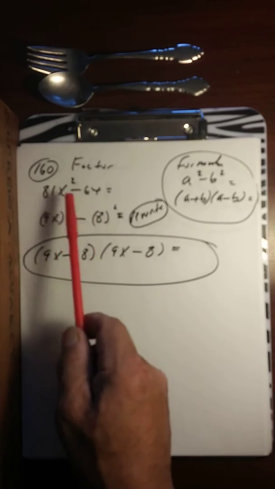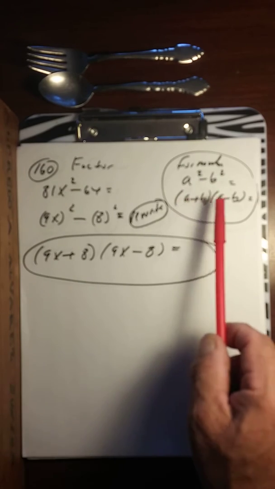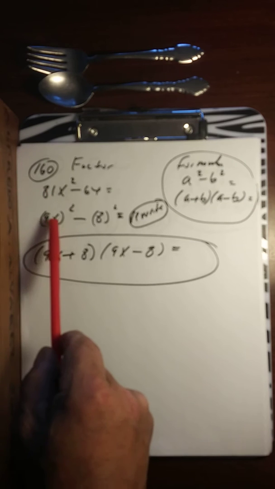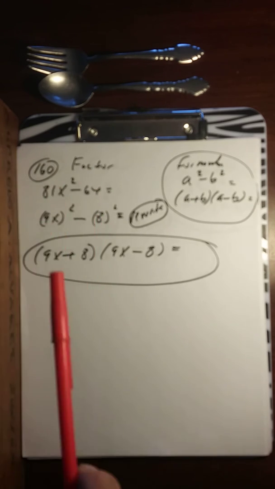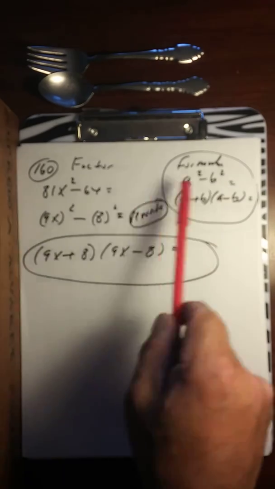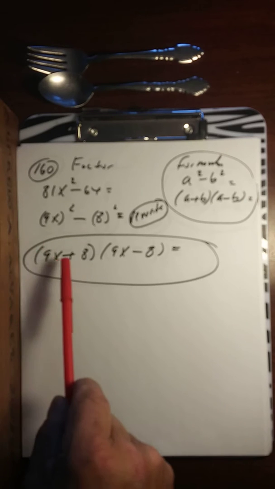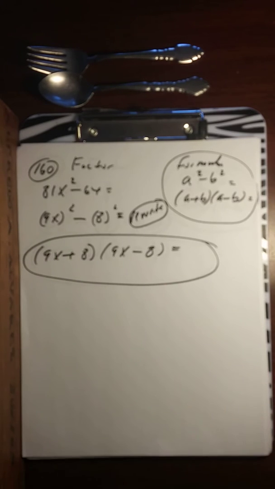Factor this. Okay, we're going to use a formula. Difference of squares. A squared minus b squared is always going to be a plus b, a minus b. This right here. So now, 9 times 9x is 81x squared. 8 times 8 is 64. So this is the formula set up. Does it look like it? Yes. So now we have 9x plus 8 and 9x minus 8. You can multiply it out and check it if you want to, but it's correct.